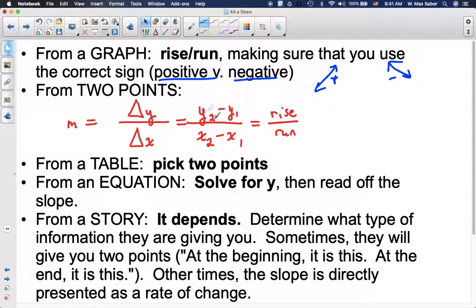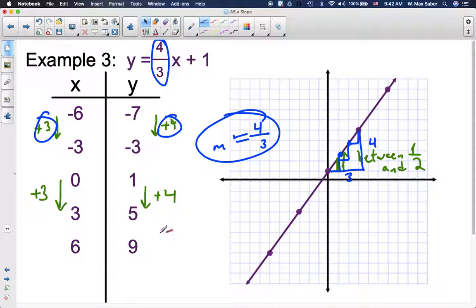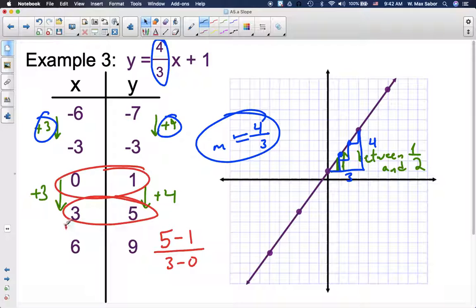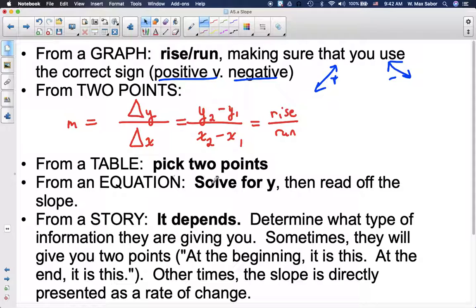From a table, we pick 2 points and plug them in here. So what you saw here, we could do 5 minus 1 over 3 minus 0. That matches up with, here's x2, y2, x1, y1, and that matches up with what I wrote out here, giving us 4 over 3, which was the slope. From an equation, you solve for y, so get y by itself, and if you get, say, 5x minus 8, you'll read off that the slope is 5, the coefficient of x, once it's solved for y.